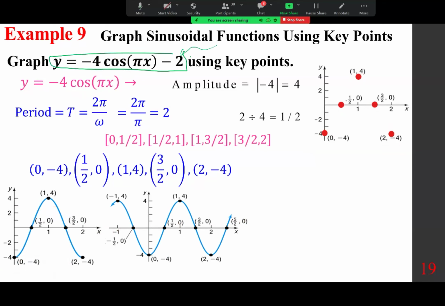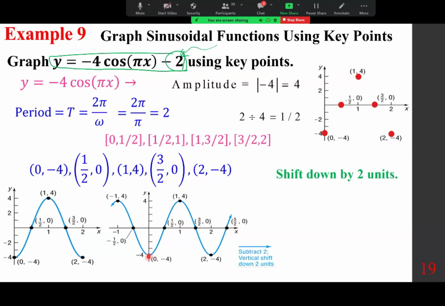And the effect of it is to shift it down, bring it down by 2 units. So subtract, vertical shift down by 2 units. So this one comes down by 2 units.